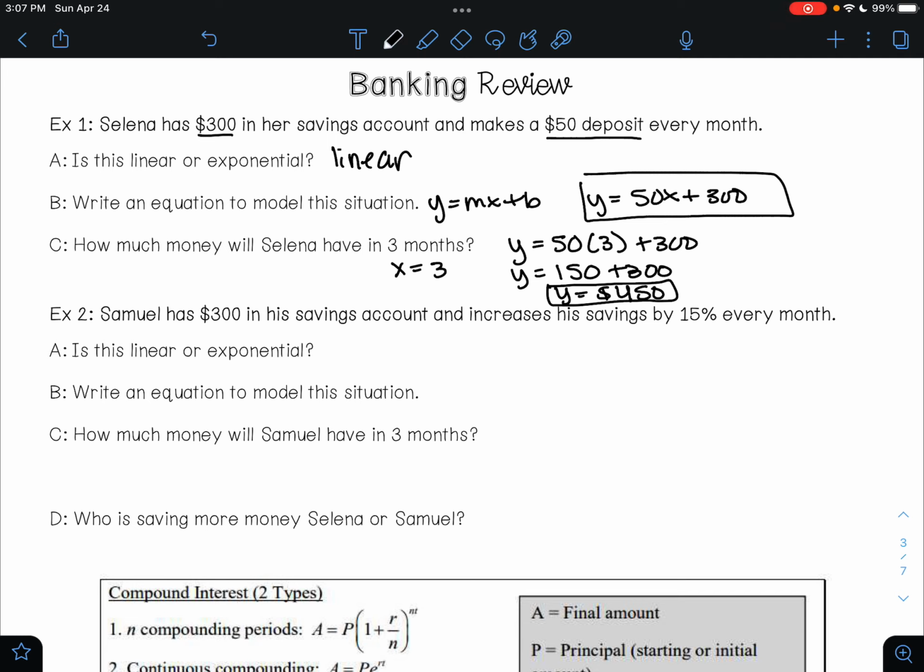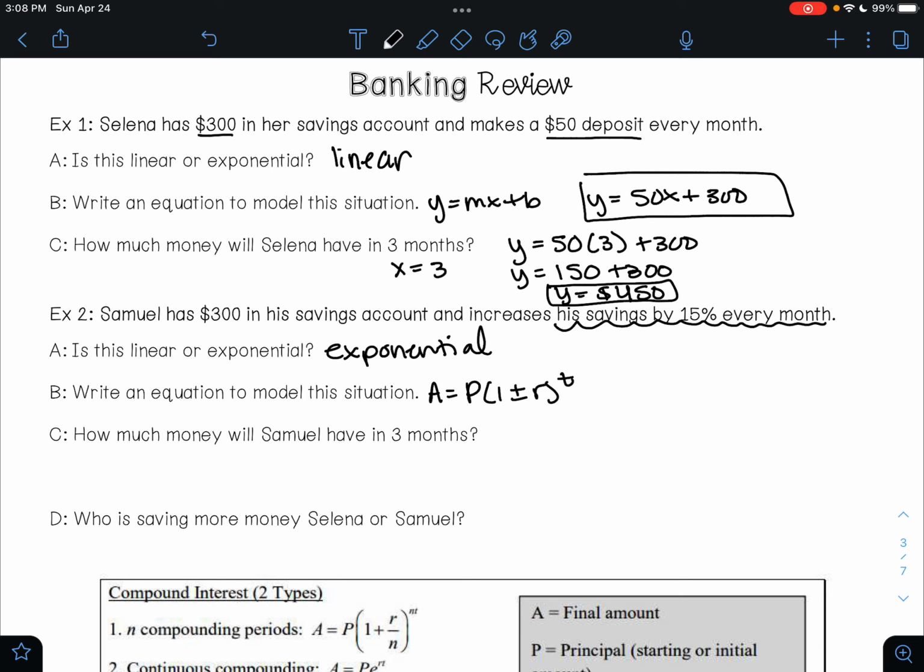Example 2, Samuel has $300 in his savings account and increases his savings by 15% every month. If you're increasing by a percentage, then that makes the model exponential. If you were to graph this, you would have an exponential growth curve. Now, we learned lots of different equations, and for this one right here, I would use the formula A equals P times 1 plus or minus r to the power of t.